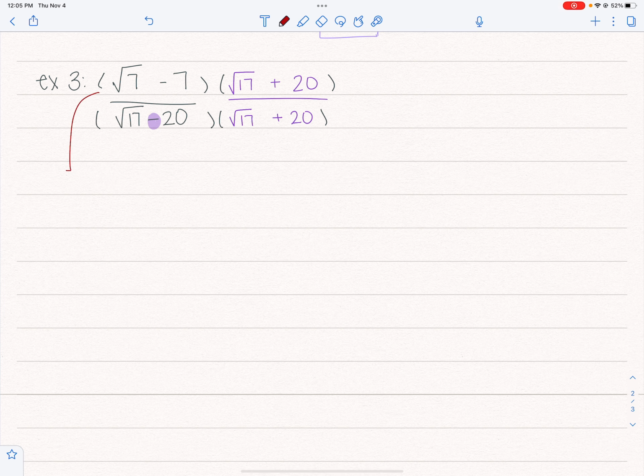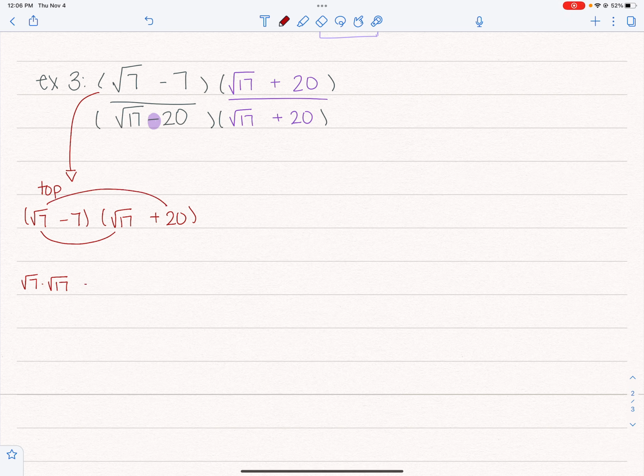So I'm going to work off to the side. Here's the top, square root of 7 minus 7 times the square root of 17 plus 20. I'm going to FOIL this. First, square root of 7 times the square root of 17. Outer, square root of 7 times 20. Inner, negative 7 times the square root of 17. And then last, negative 7 times 20.